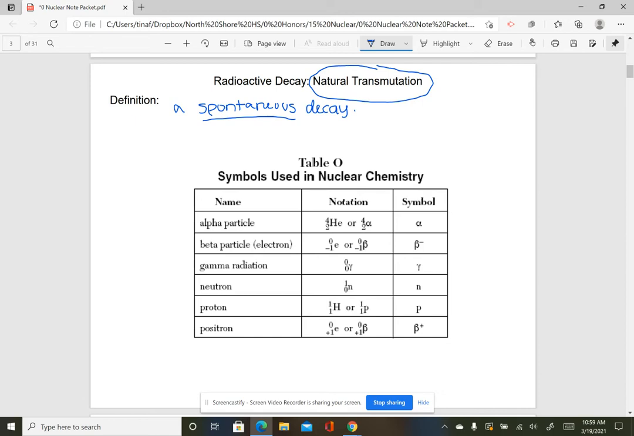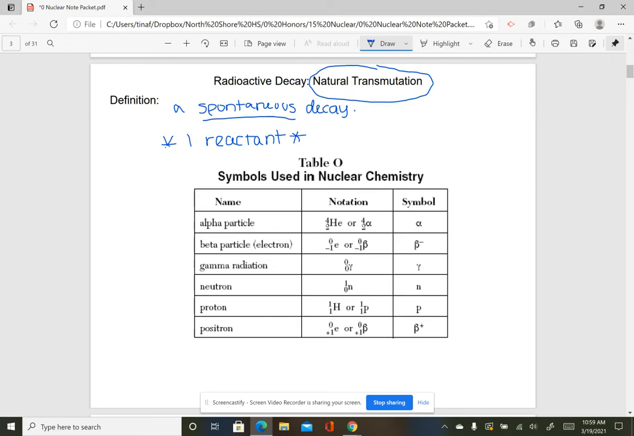How to spot a natural transmutation? They look very similar to decomposition reactions in that they have one reactant. That reactant doesn't need anything else to get going. It's just going to decay all by itself.